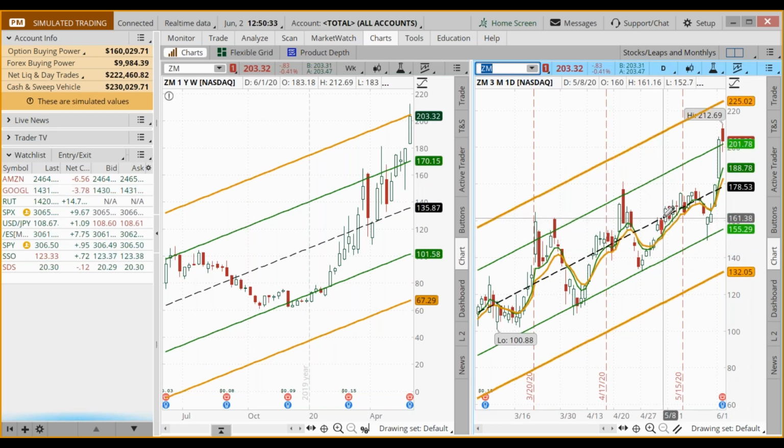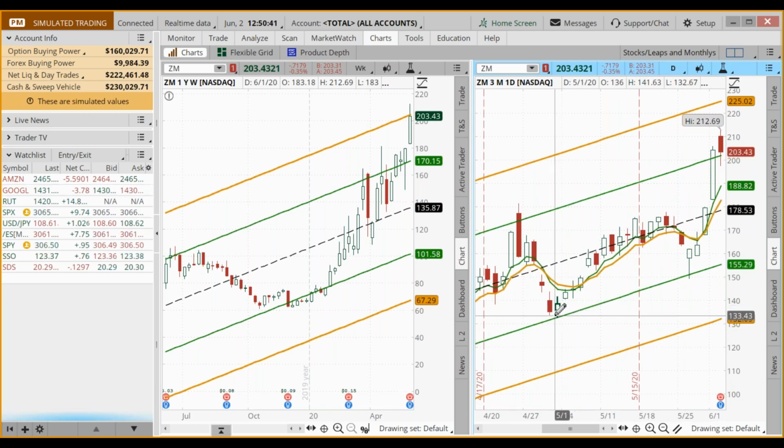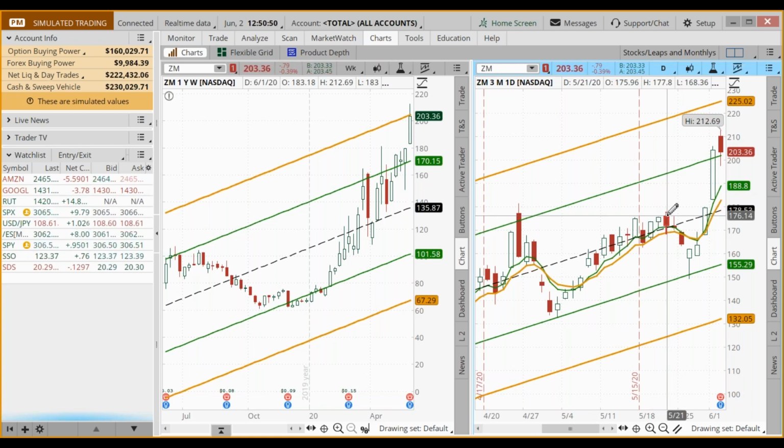There's the first minor measured move right there. Let me blow this up a little bit. Then we had another measured move right here. It was Trisha's red candle day. But then it made another measured move right here.